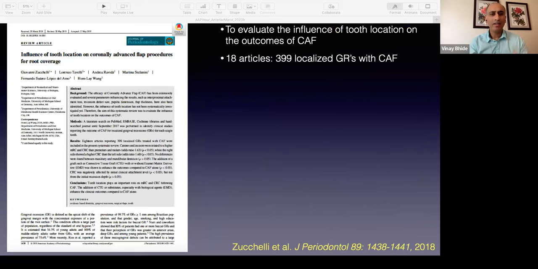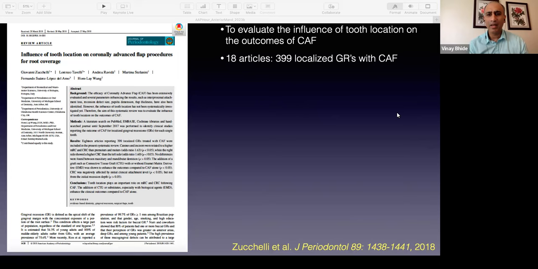And in fact, recent articles, one by Zucchelli and colleagues, looked at the influence of tooth location on coronally advanced flap procedures for root coverage. They categorized which teeth were having coronally advanced flap procedures. They looked at 18 articles that spanned about 400 localized gingival recessions treated just with a coronally advanced flap. So no connective tissue, just a coronally advanced flap.